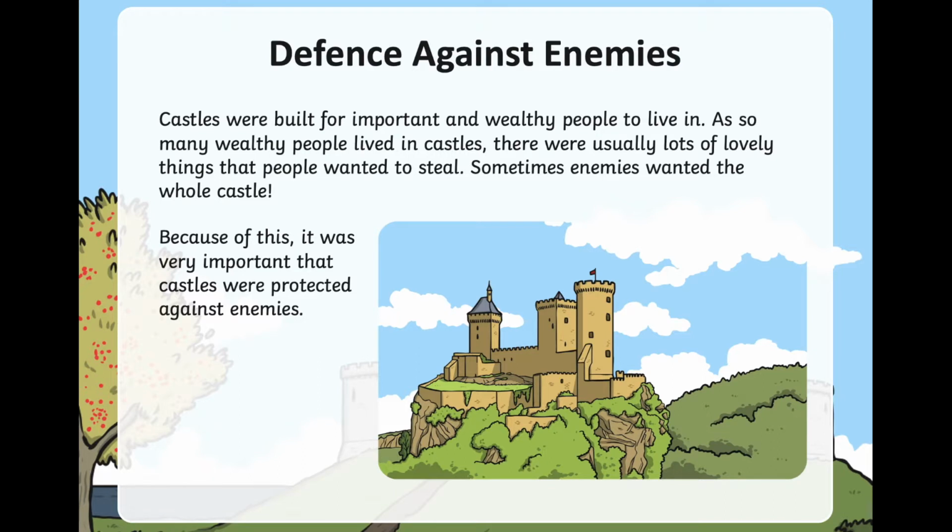Defense against enemies. Castles were built for important and wealthy people to live in. As so many wealthy people lived in castles, there were usually lots of lovely things that people wanted to steal. Sometimes enemies wanted the whole castle. Because of this, it was very important that castles were protected against enemies.